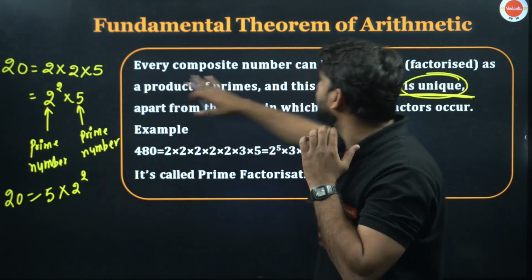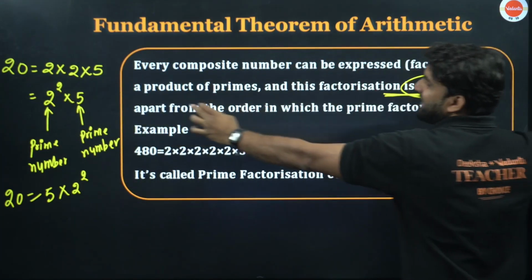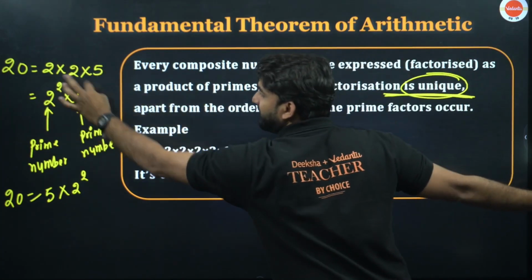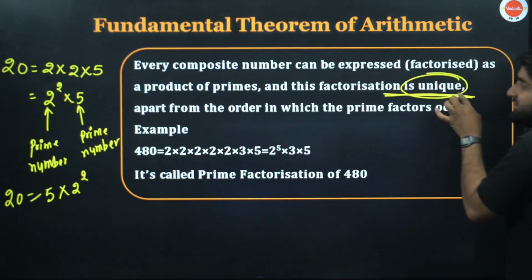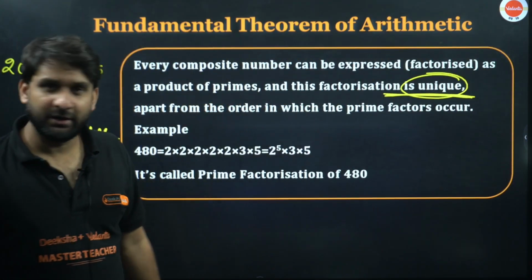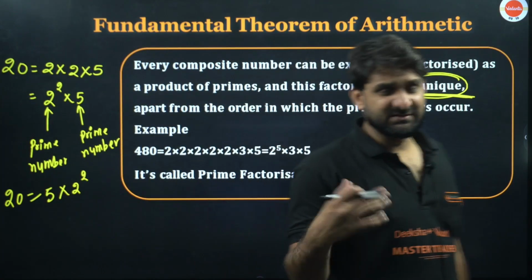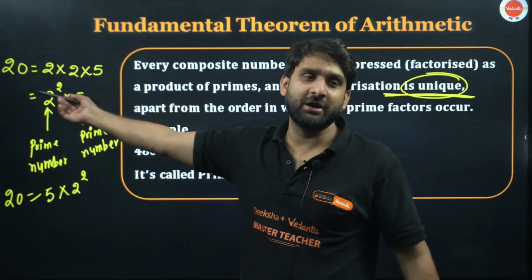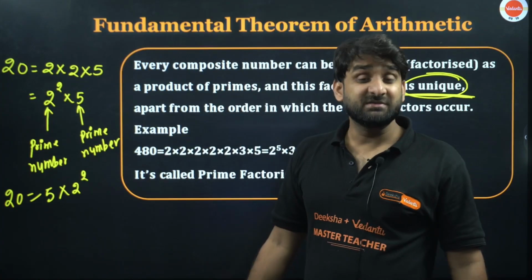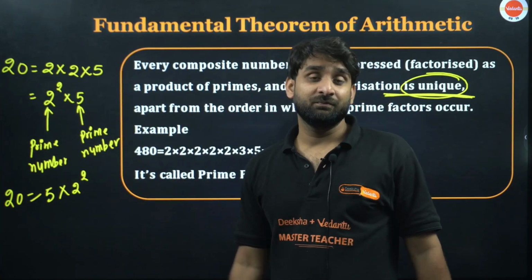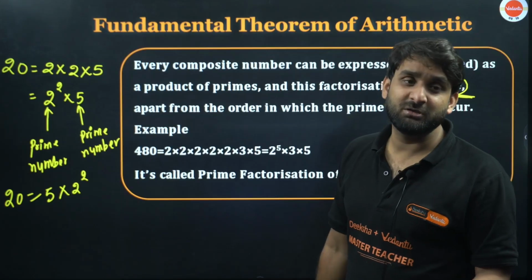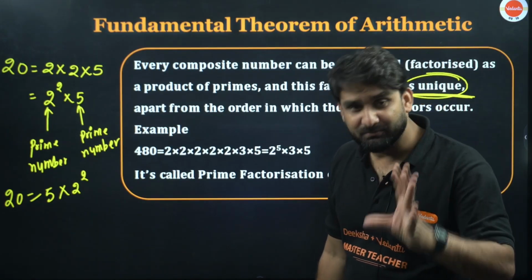So every composite number can be expressed as a product of primes, because 2 and 5 are prime. And this factorization is unique. I hope you're getting my point. See, 20 is a very small number. So this smaller number can directly be written as 2 into 2 into 5. But sometimes in place of 20, there will be very big numbers. So for very big numbers, what do you need to do? You have to take LCM.